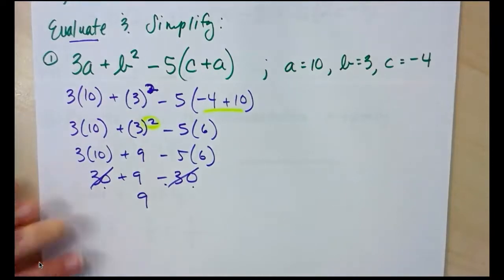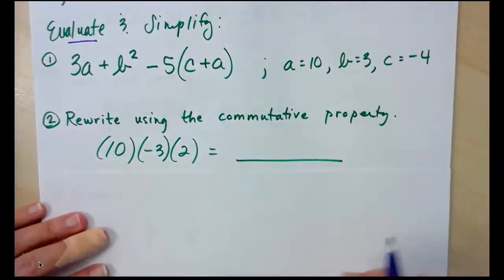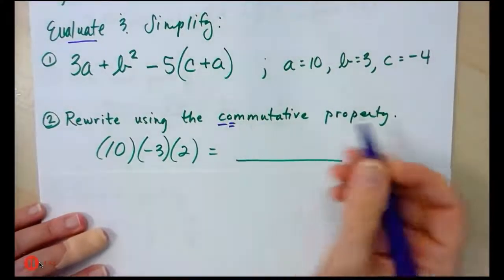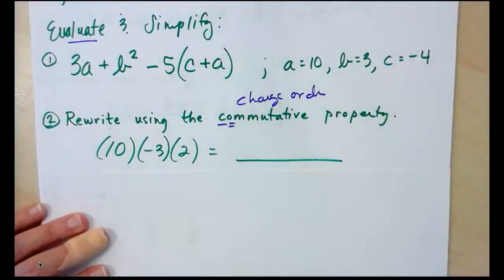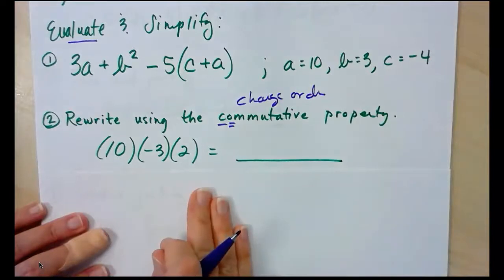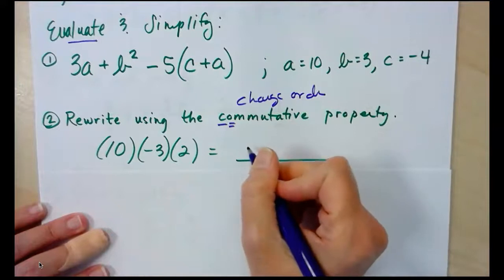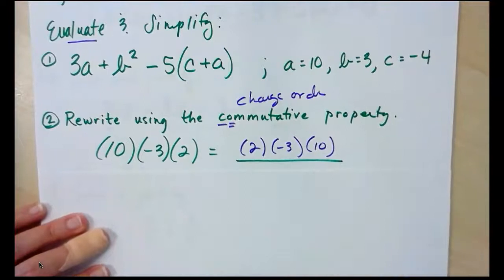That is number 1. Number 2, ask us to rewrite using the commutative property. Remember, commutative property, CO, change order. You can go back to the Google site and you can review all the properties there. But if we want to rewrite this using the commutative property, all we're going to do is change the order and remultiply. So how about 2 times -3 times 10?